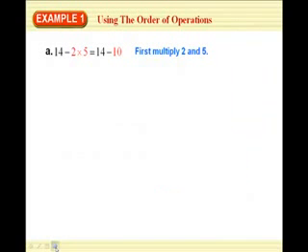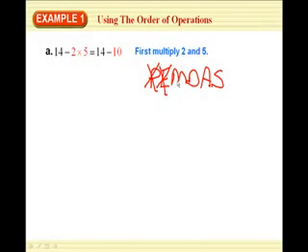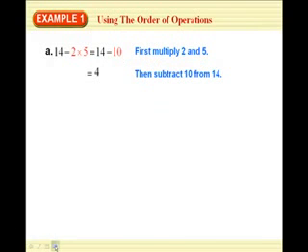Example number 1, using order of operations. So here's the first one. Notice the first problem is 14 minus 2 times 5. Well, PEMDAS, let me just write that over here. P-E-M-D-A-S. There are no parentheses. There are no exponents. So here, multiply and divide from left to right. So as we go, we have 14 minus 2 and 2 times 5. The multiplying is first, so we go ahead and do that. So the 2 times 5 is replaced with a 10. And then after that, we just subtract 14 minus 10, which is 4.